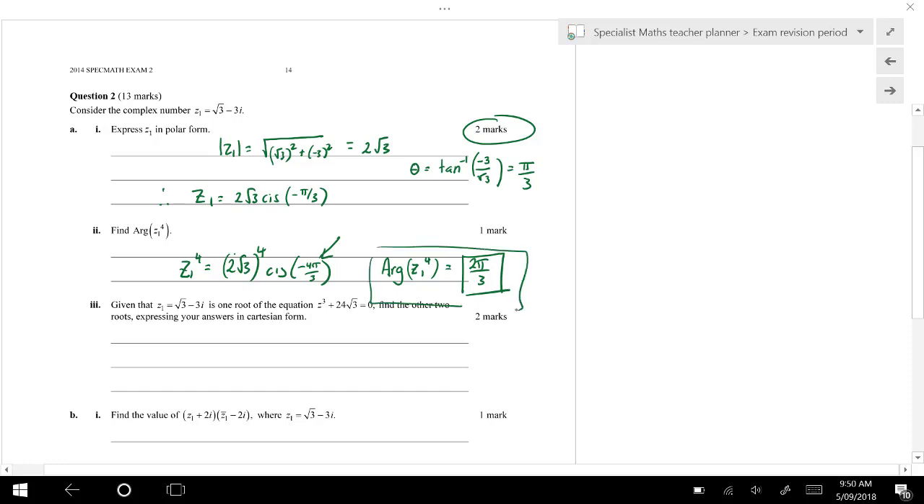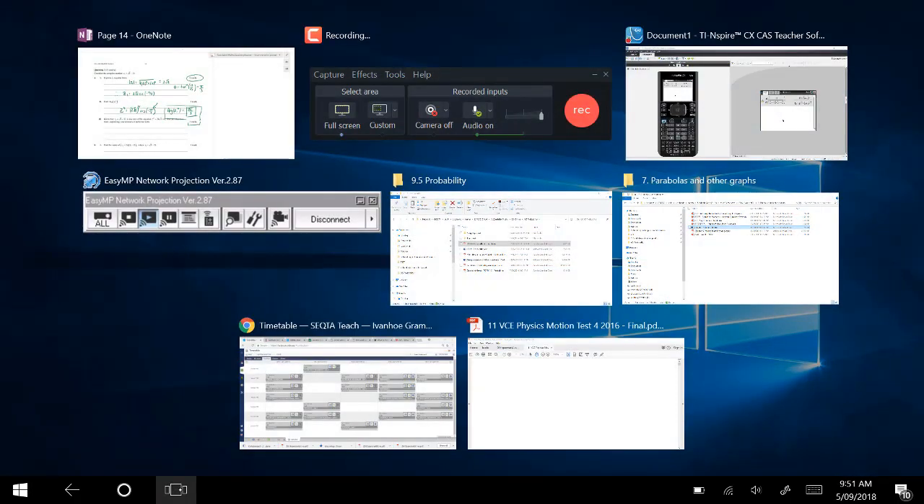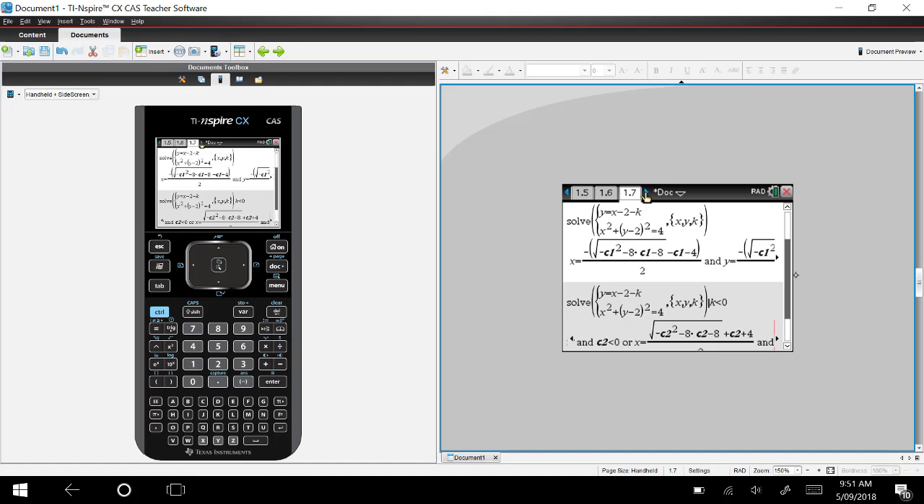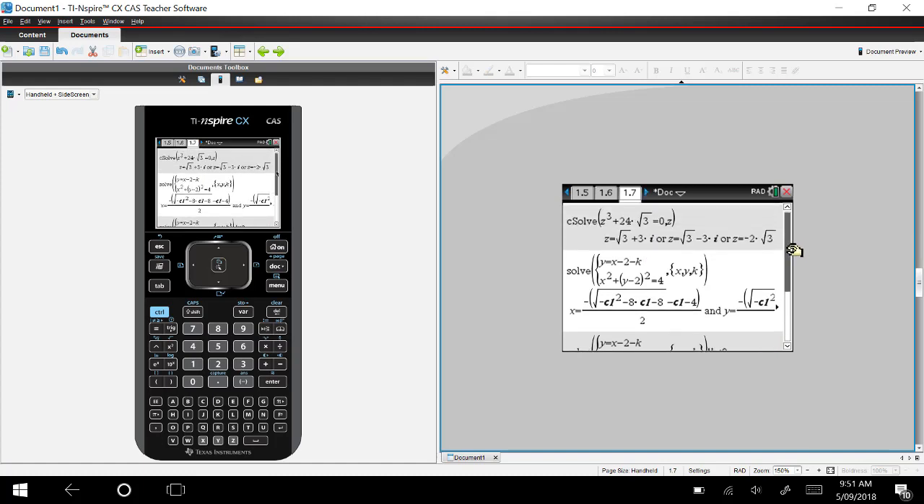Given that this is 1 root to the equation, find the other 2 roots. Now notice that this is 2 marks and this is exam 2. You could do all sorts of crazy things. Do they give you much room in this question? No. So you need to go back and realise we did look at some things with complex numbers. In actual fact, we probably looked at things such as C-solve. Put it in, and it spits out the roots.